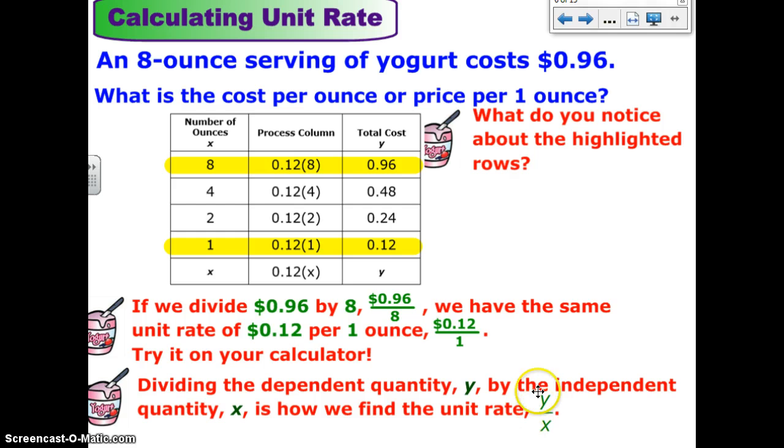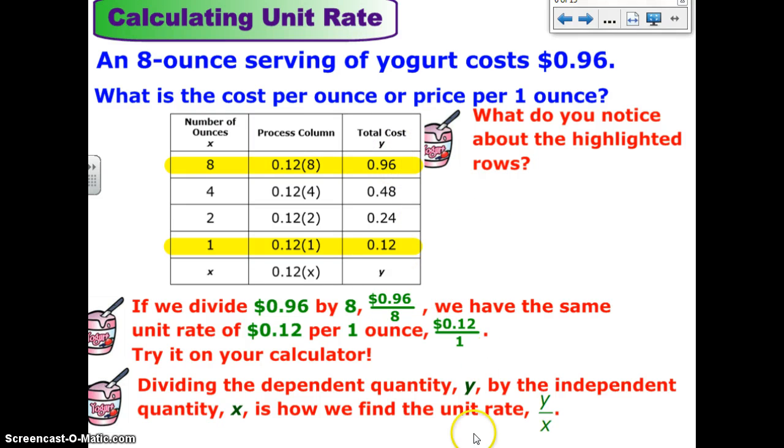The unit rate can be calculated by finding y divided by x. Please do not confuse this with our delta y and delta x. That is not what we are discussing today. Today we are discussing unit rate. That is the value of y divided by the value of x. Now we have seen y divided by x before, when we were doing multiplicative and additive.